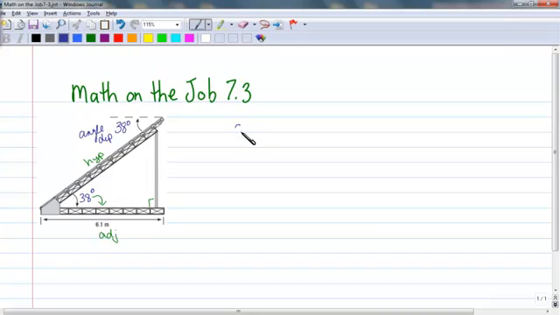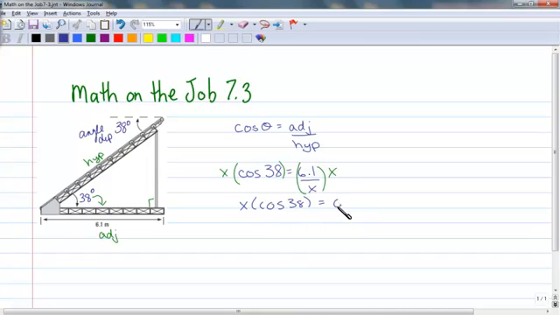So we will use cos theta equals adjacent over hypotenuse. Cos 38 equals 6.1 over x. Multiply both sides by x. X times cos 38 equals 6.1. Divide both sides by cos 38. X equals 6.1 over cos 38.